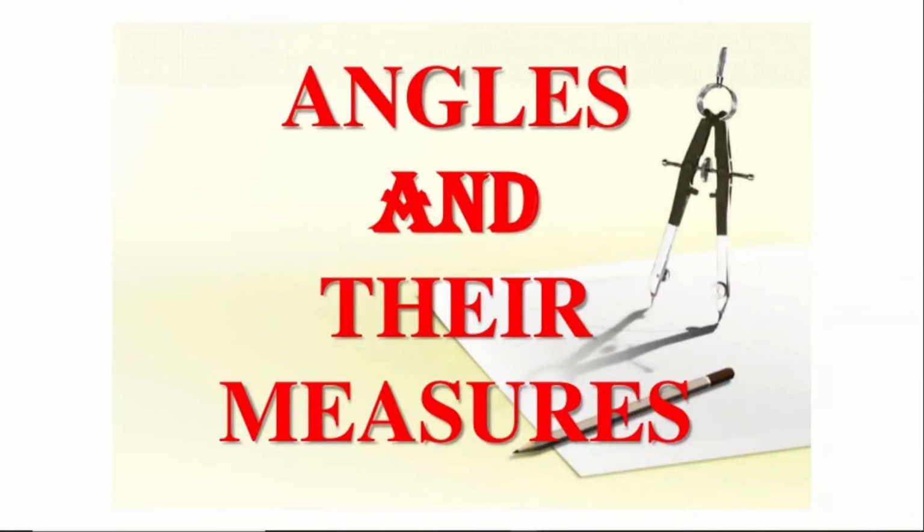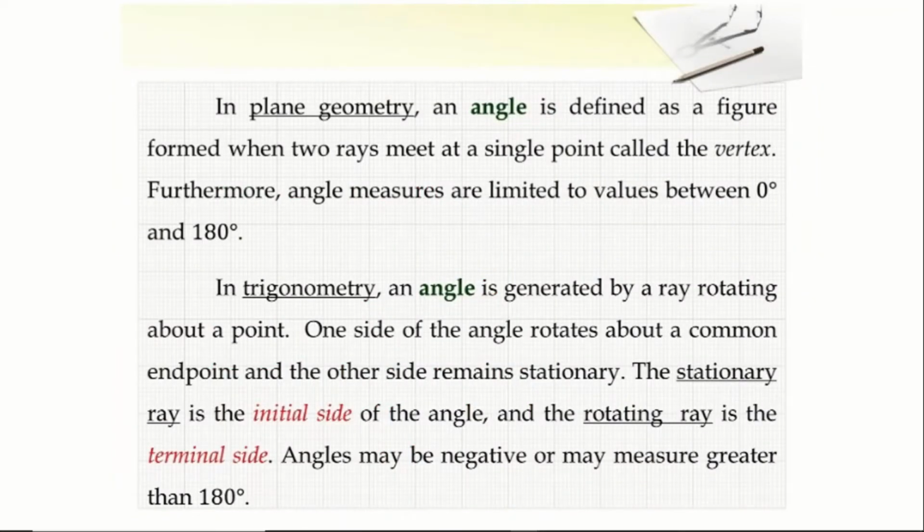Angles and their measures. In plane geometry, an angle is defined as a figure formed when two rays meet at a single point. When two rays meet at a specific point, that single point is specified as the vertex. Furthermore, angle measures are limited to values between 0 degree and 180 degree.